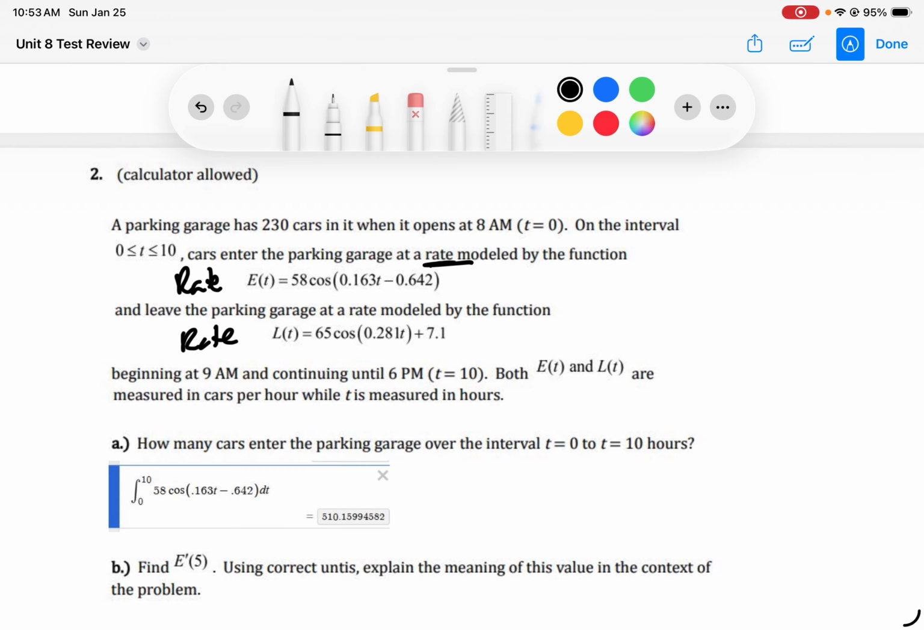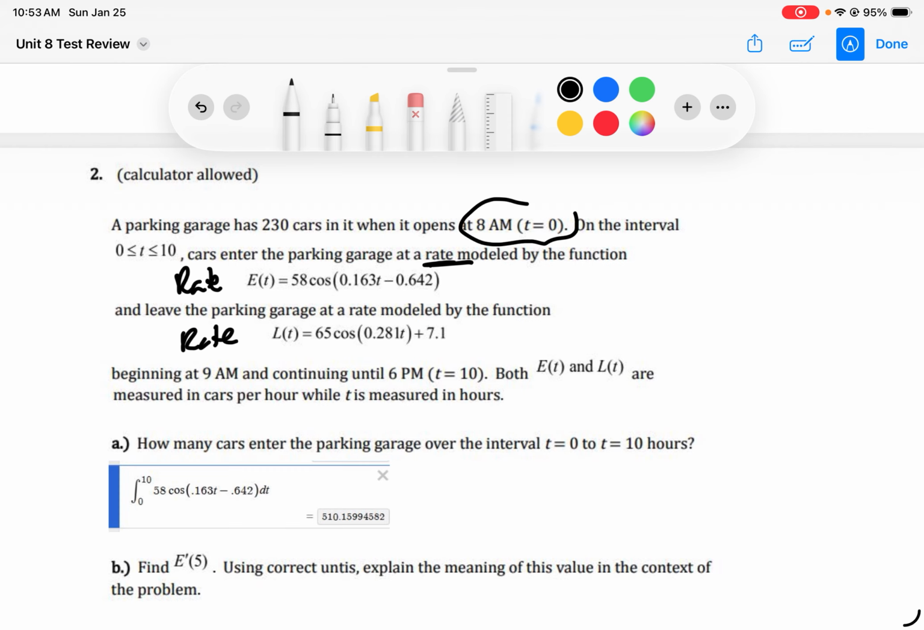So 8 a.m. is time 0. 9 a.m. is when they start to leave. So this is good from 0 to 10, but the rate leaving starts at 1 and ends at 10. They're both measured in cars per hour, while t is measured in hours.